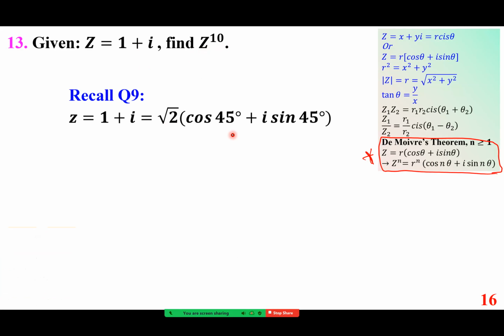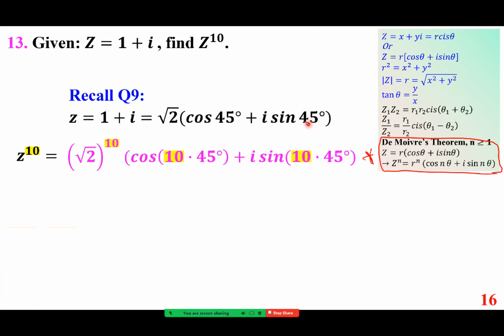So therefore, if you want z to the power of 10, basically raise this one to the power of 10, and then multiply the argument 45 degrees by 10. So the modulus or magnitude raised to the power of 10: square root of 2 to the power of 10 means 2 to the power of 5. 10 times 45 is 450 degrees. Now 2 to the power of 5, everybody knows, is 32.